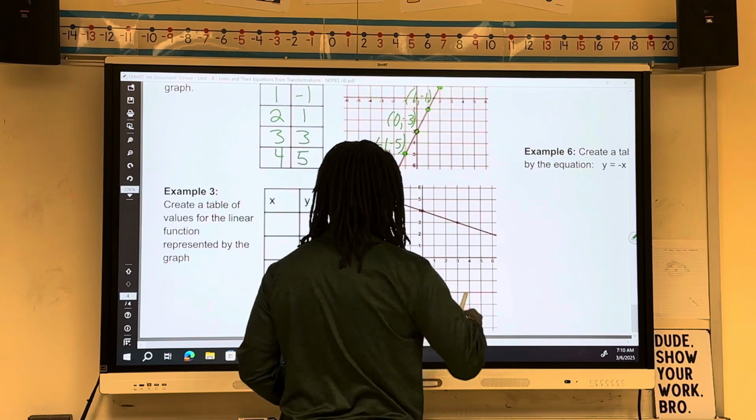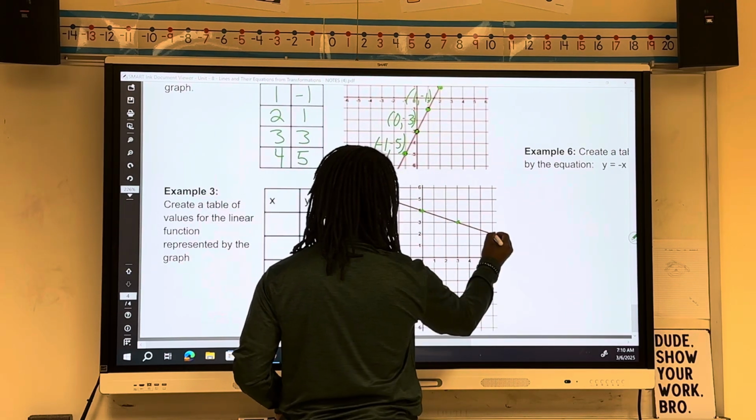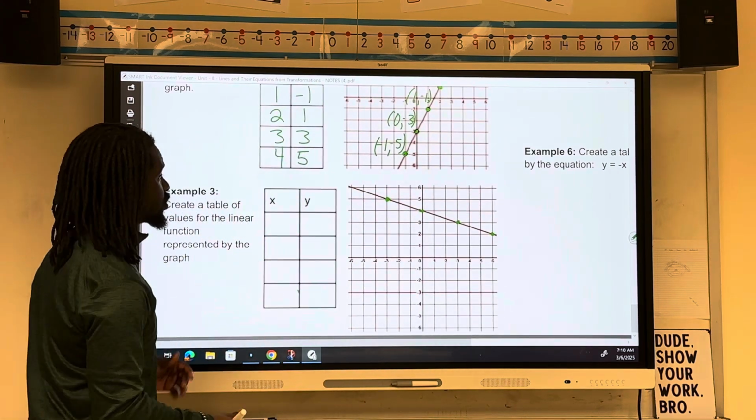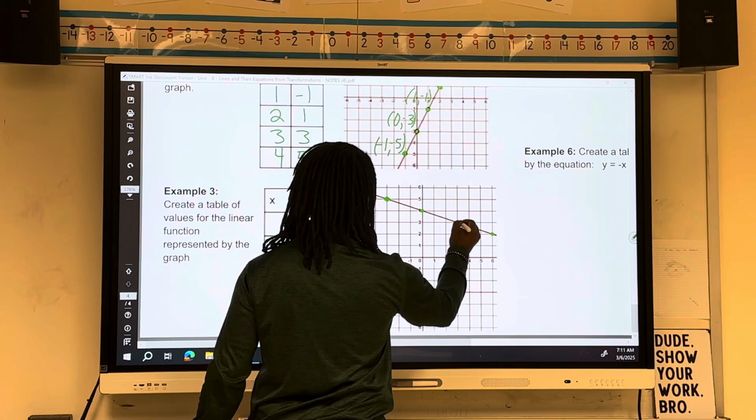All right, so we got a point here at the y-intercept. We got a point there. We could go a point here, and we could go a point there. All right, so those are 4 points that fall on our graph.